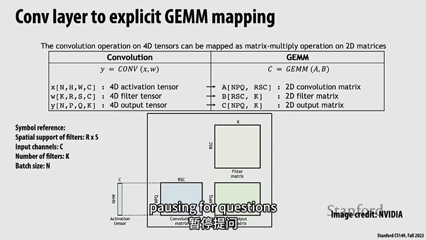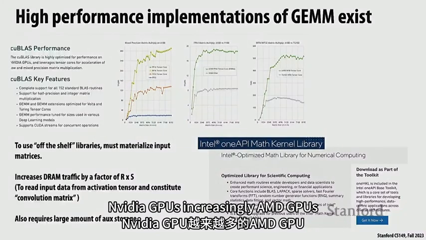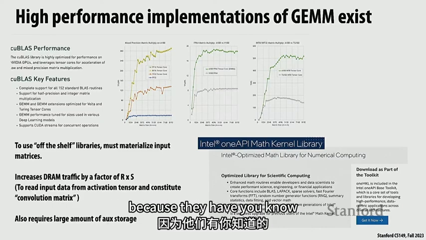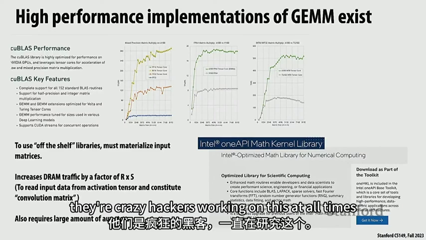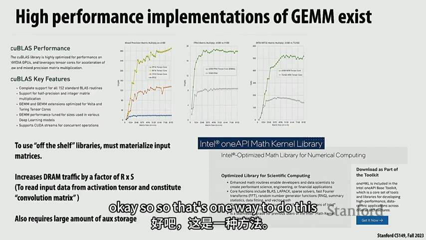Pausing for questions. Okay, and as you can imagine, pick your favorite computer, Intel, NVIDIA GPUs, increasingly AMD GPUs, and you can download a library that does fast matrix multiplication. And you're not going to write it any faster than them, because they're crazy hackers working on this at all times. Okay, so that's one way to do this.